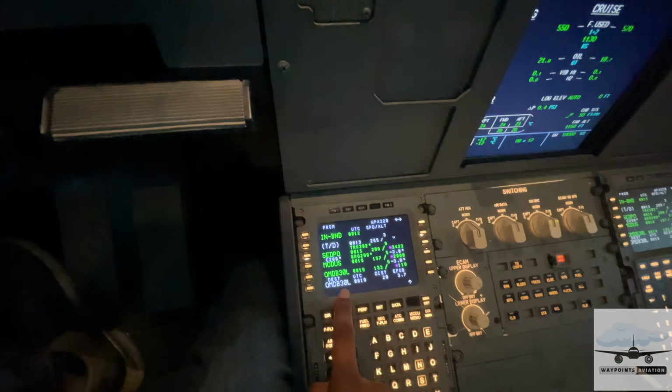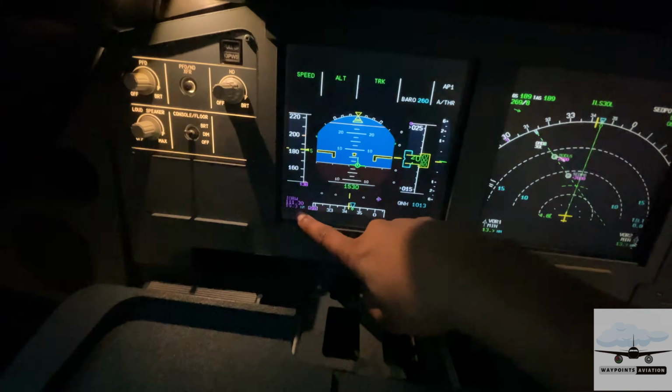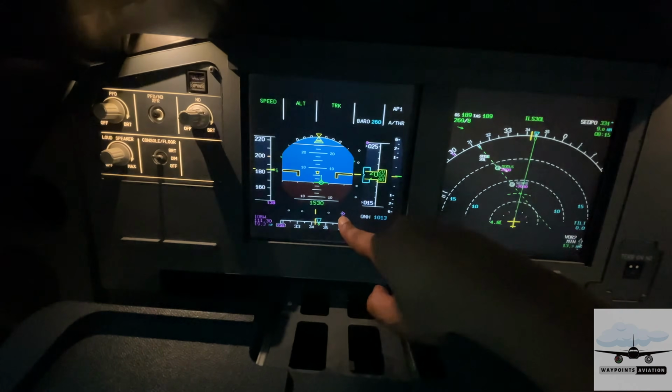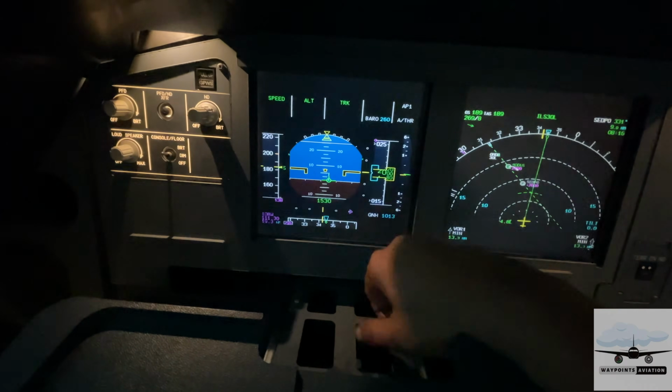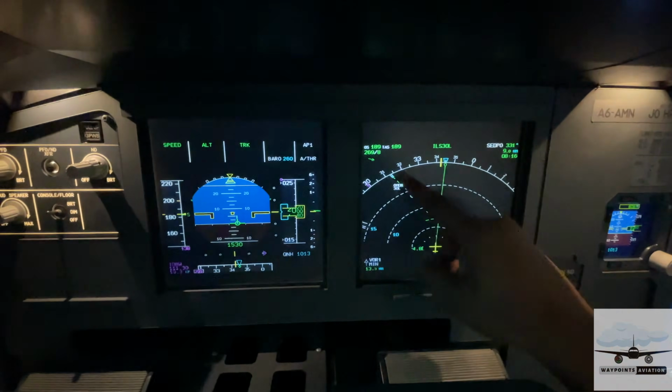ILS 30 left. Okay, we've got the ILS on. We've got the information for the ILS down there. There's your localizer, glide slope somewhere up there. We're at 2,000 feet, and this is the track going towards the airport.